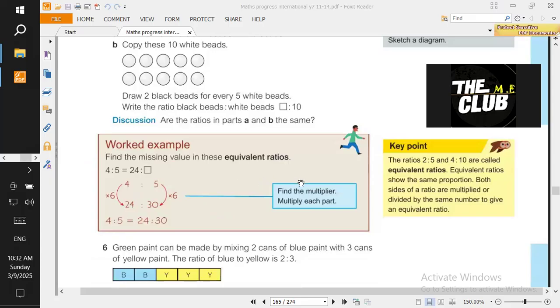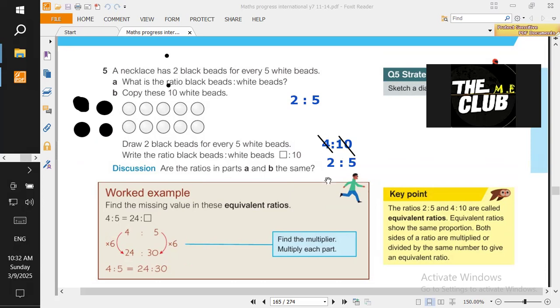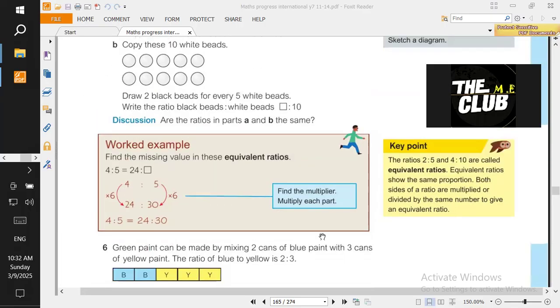Now we're going to talk about something called equivalent ratios. As we did here, these two ratios, 4 to 10 and 2 to 5, are called equivalent. And the word equivalent means they are equal to each other. Now, equivalent ratios will have a sense of enlargement. It means they've been enlarged by multiplying or dividing both of them by the same number.